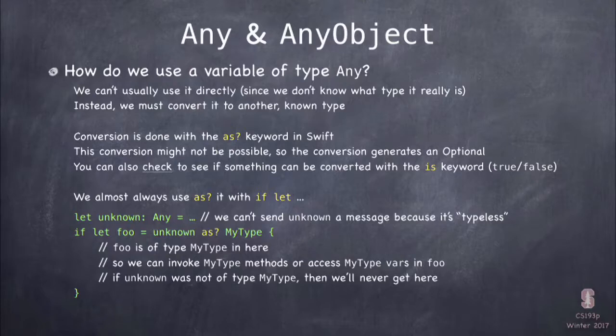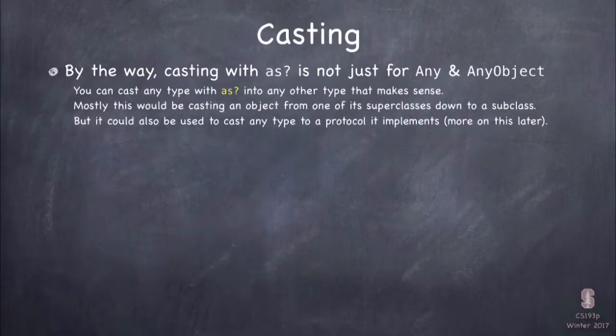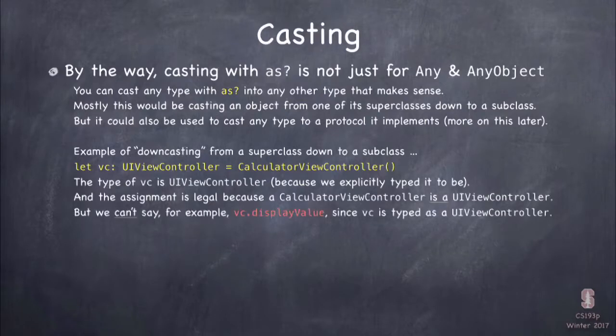We use this as. It's called casting. This casting, by the way, is not just for any object. We can cast other things. For example, if I had a variable which is a VC, which is of type UIViewController, I could assign it a CalculatorViewController, because CalculatorViewController is a subclass of UIViewController, so it is a UIViewController, so I could assign it to VC.